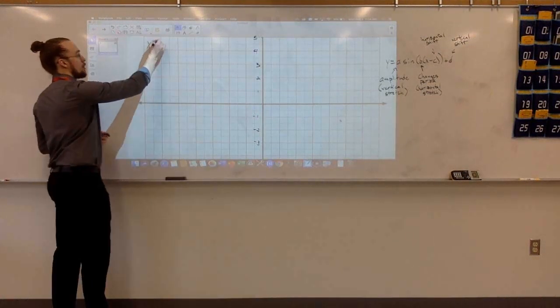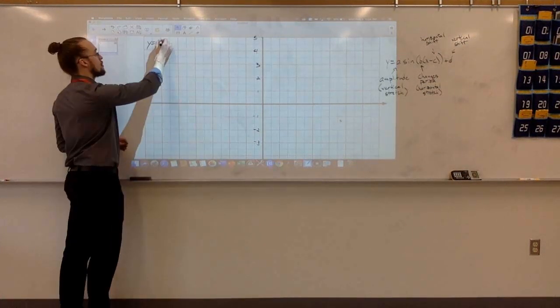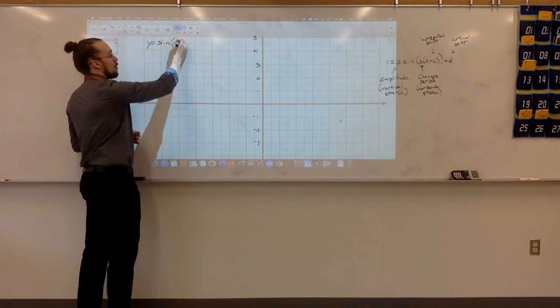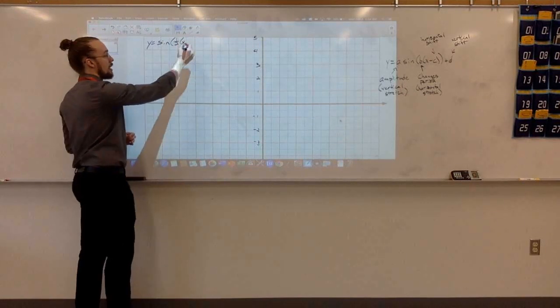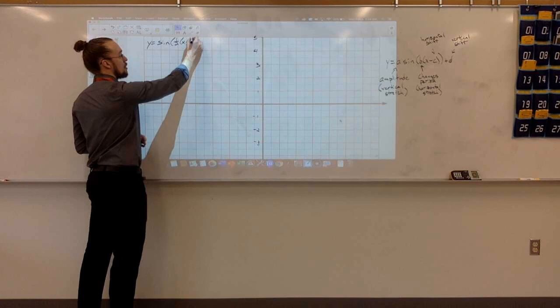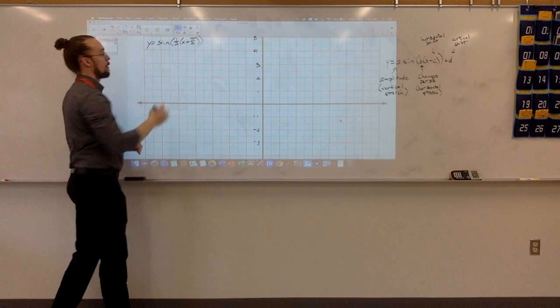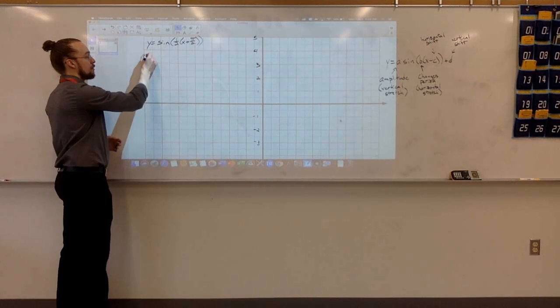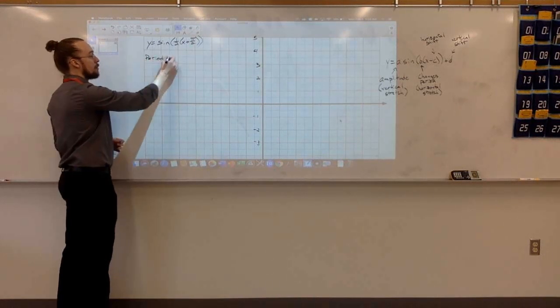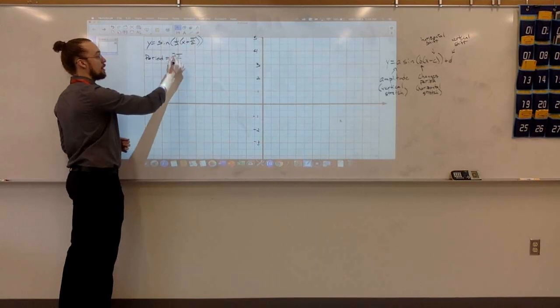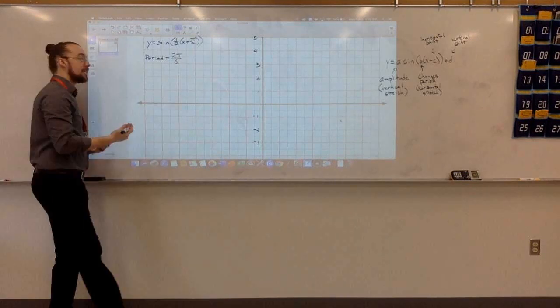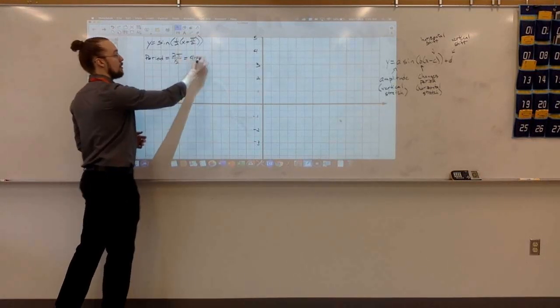How about y equals, let's just do a B and a C value. How about sine of 1/2 times x plus pi over 2. Right, so we can see first, if you think about changing the period, it's going to be 2 pi over b, which is 1/2. So 2 pi divided by 1/2 would be 4 pi.